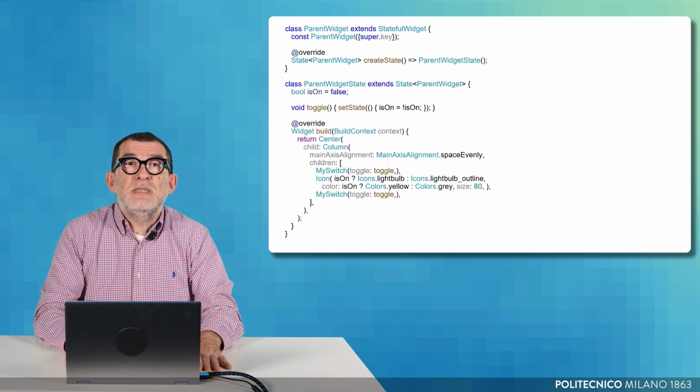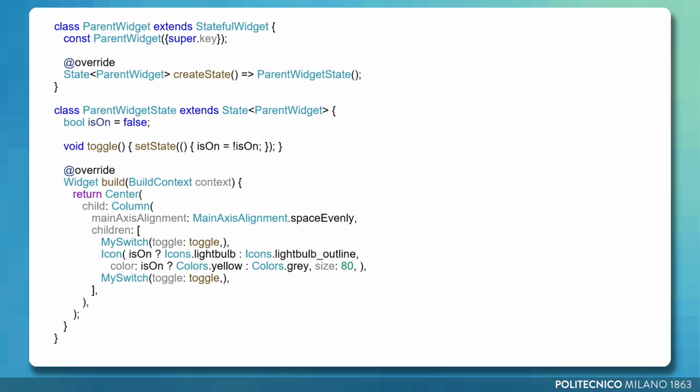This means that the parent state now has just one attribute called isOn, which is initially false. The callback toggle simply negates this value, so if isOn is true, it becomes false and vice versa. The build method is quite simple. We use a column with three elements, two switches and a bulb. The two switches are not just simple buttons. They are widgets that receive a parameter called toggle, which is the callback provided by the parent. Finally, we have the icon representing the bulb.